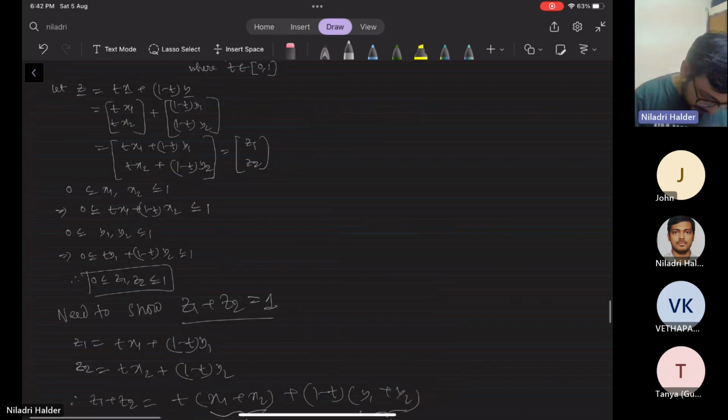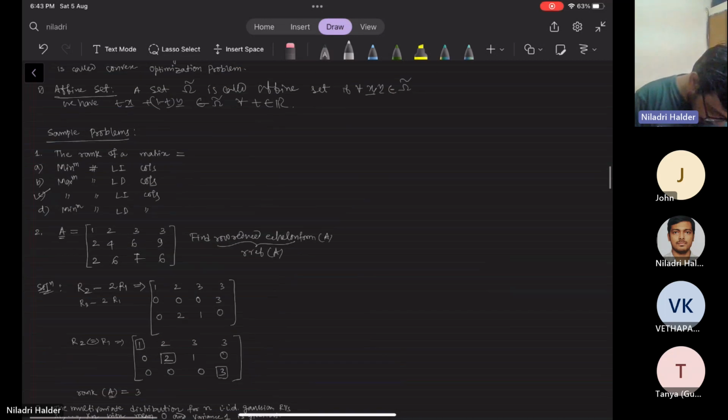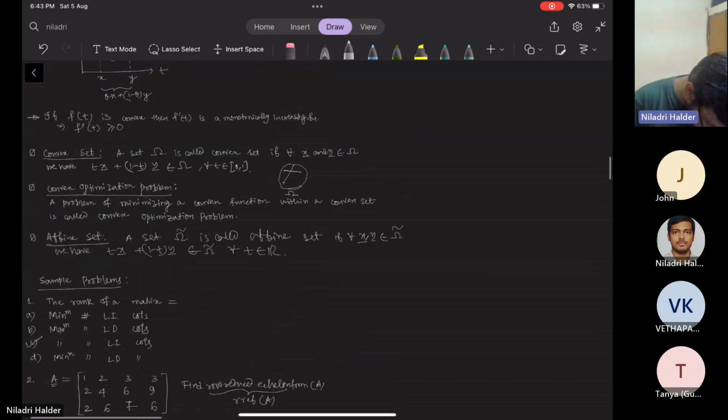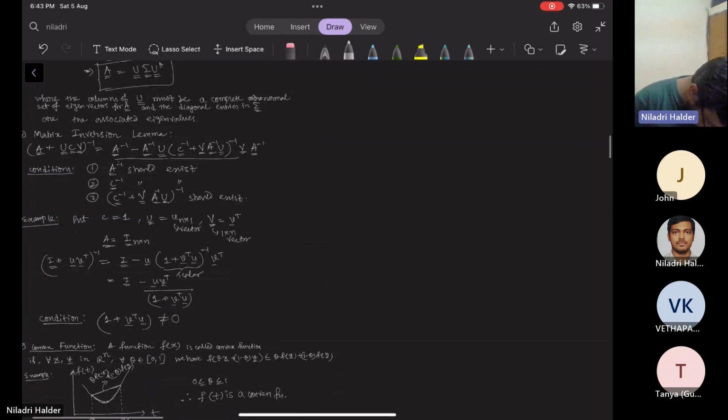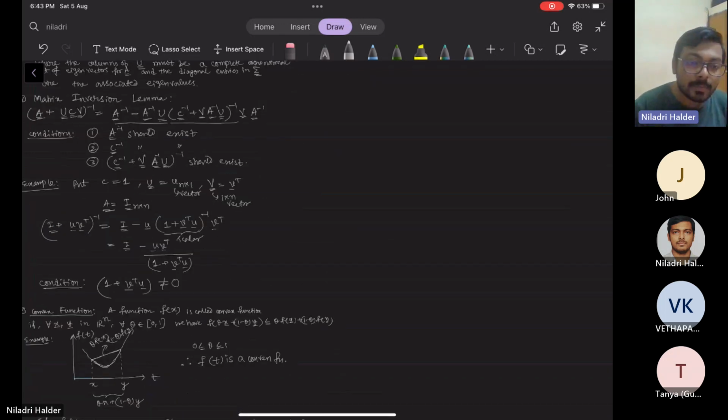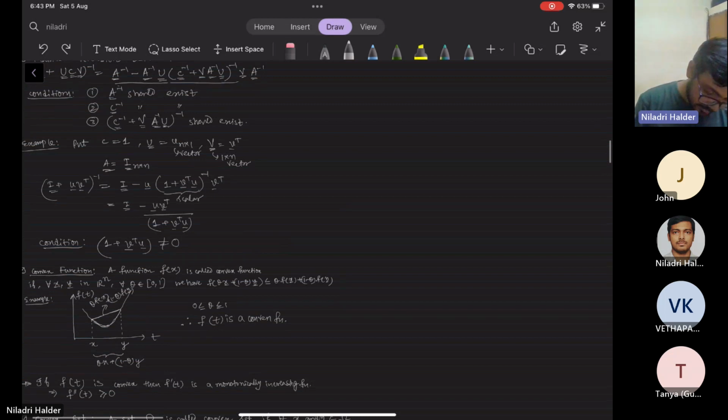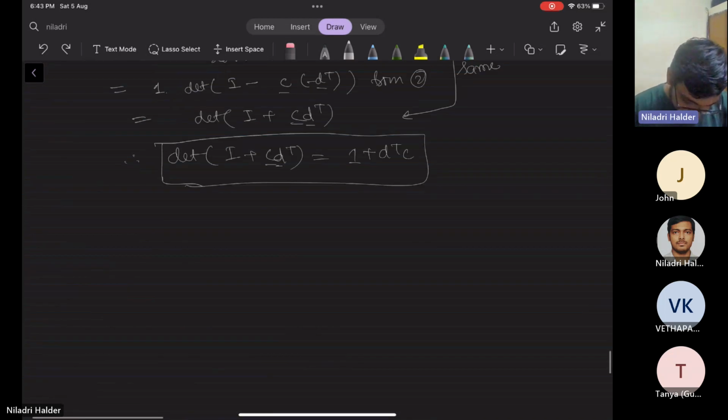One thing: at the beginning I showed that the inverse of I plus UV transpose is equal to I minus UV transpose divided by 1 plus V transpose U. So this denominator is the determinant term. So that's what I needed to show here.